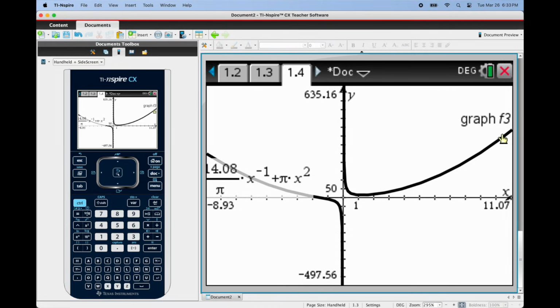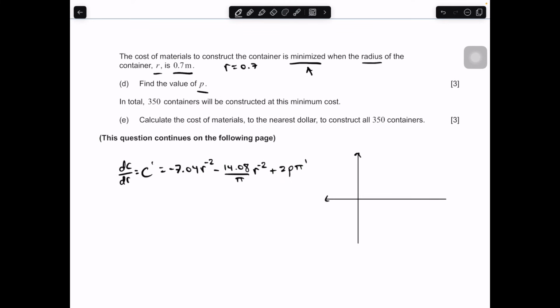So let's go back to the document for a sec. And we have cost as a function of the radius right here. And this is what we have for some value of p, but we don't know the value of p yet, so we can't actually use this function. But this is kind of what our function looks like. And remember, it can't be negative, so we're just dealing with this positive area where r is greater than 0, right? So just this side.